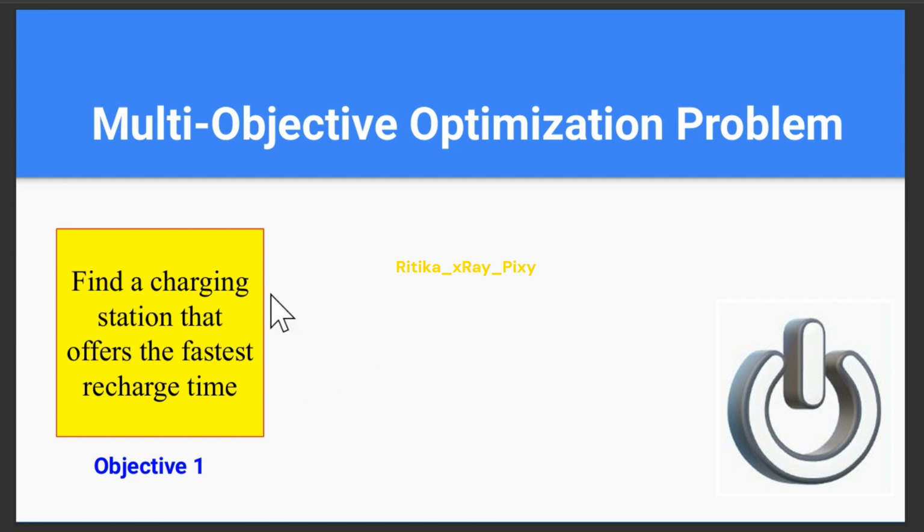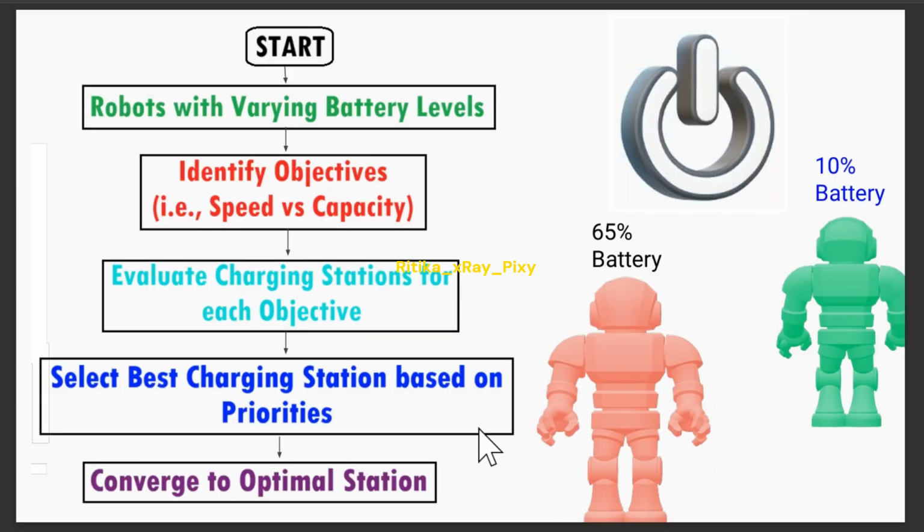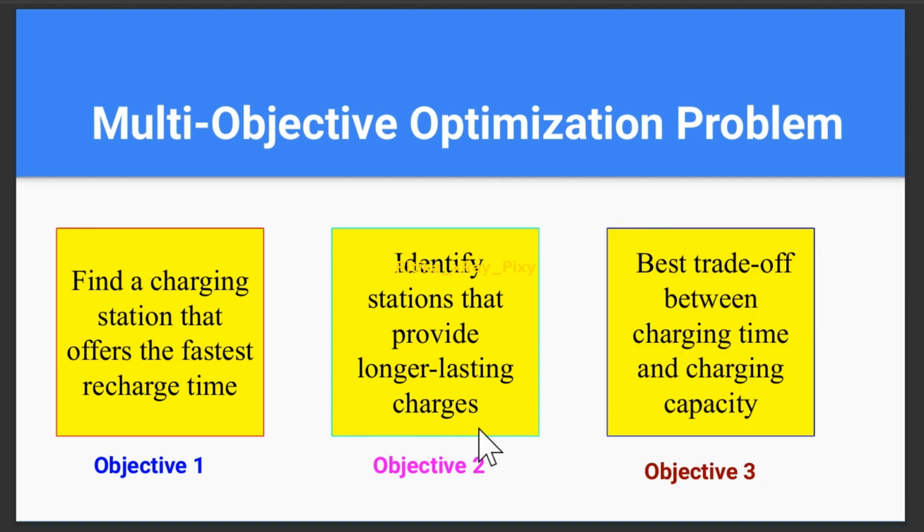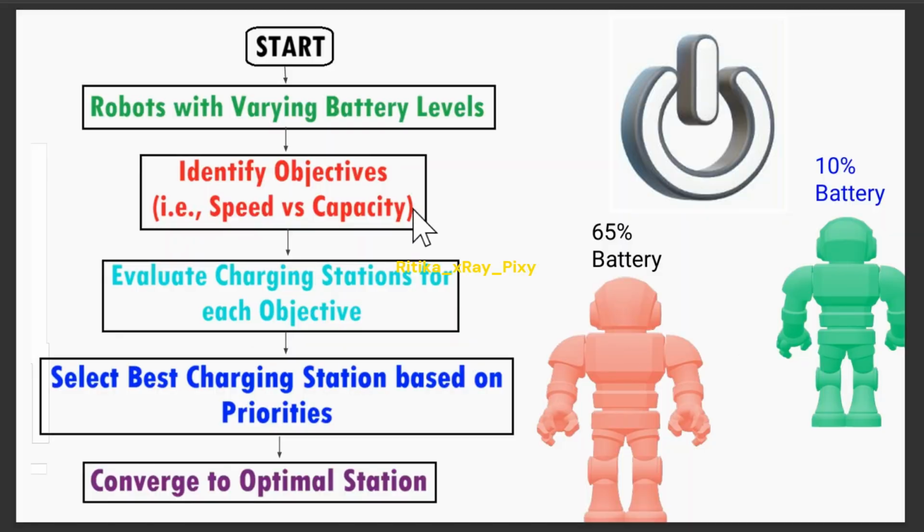First objective, we have to find the charging station that offers the fastest recharge time for robots with low batteries. Second objective, identify stations that provide long-lasting charges for robots with high battery levels. Third objective, optimize the best trade-off between charging time and charging capacity for each robot. So each robot will prioritize charging stations based on its specific need.